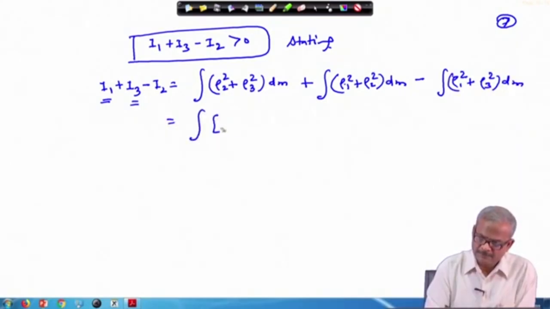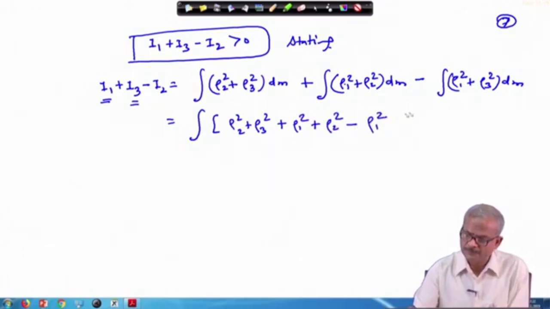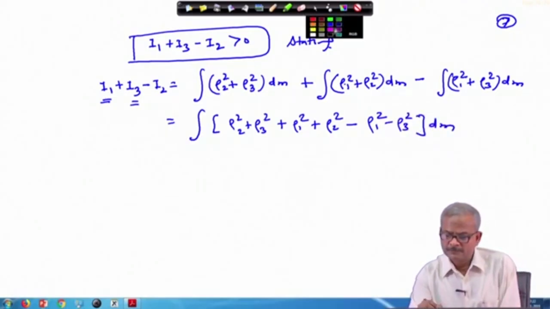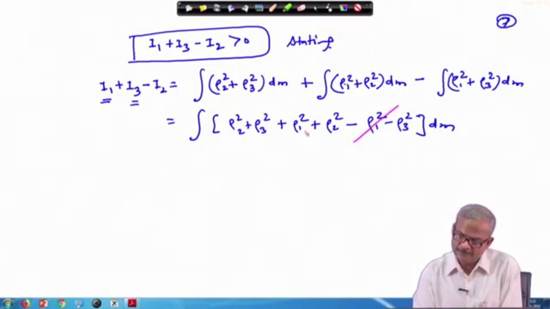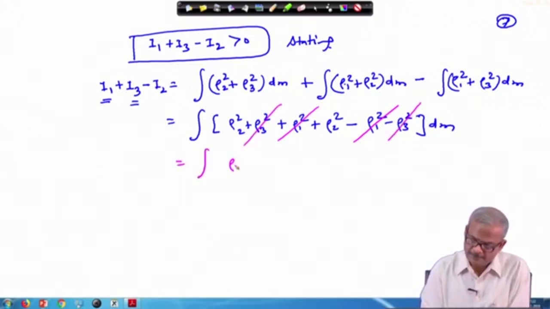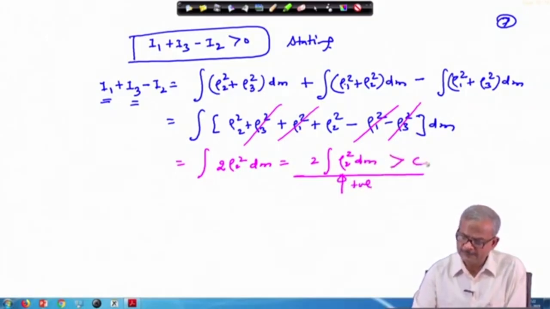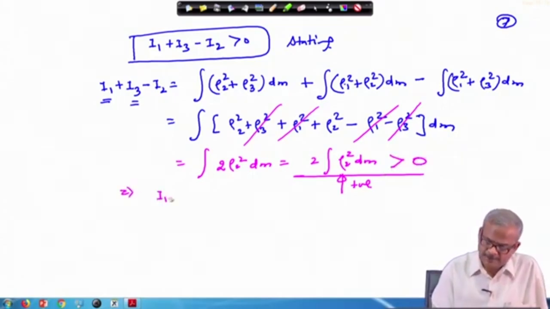So, we combine together. This gets reduced to rho2 square plus rho3 square plus rho1 square plus rho2 square minus rho1 square minus rho3 square dm. Thereafter rho1 square cancels out and rho3 square cancels out, and what we get here is 2 rho2 square dm. This quantity is always positive and therefore will always be greater than 0. So, this implies that I1 plus I3 minus I2 is always greater than 0.